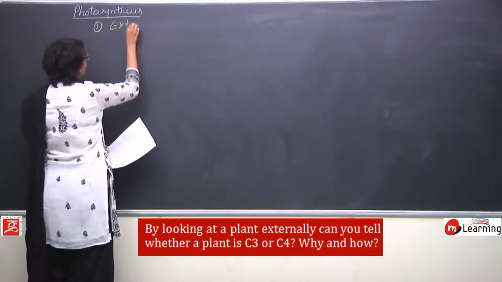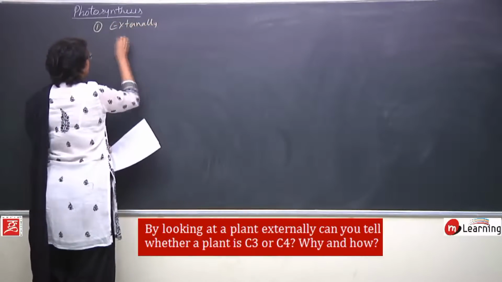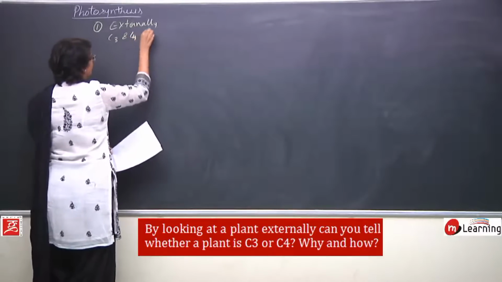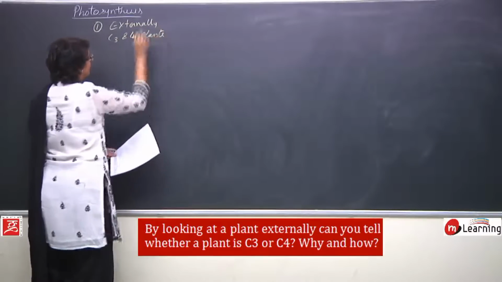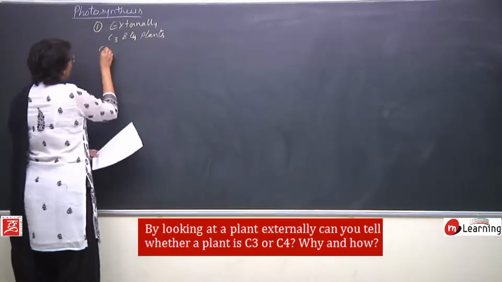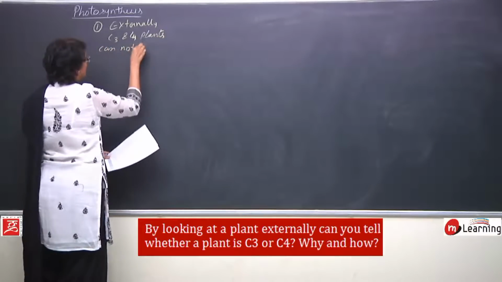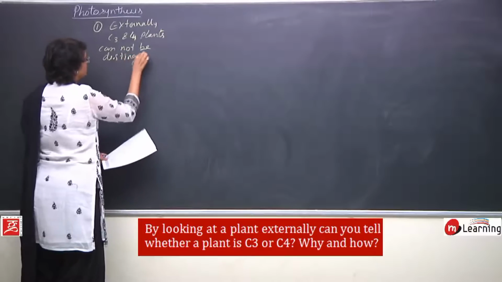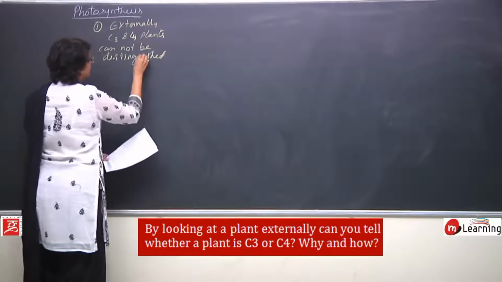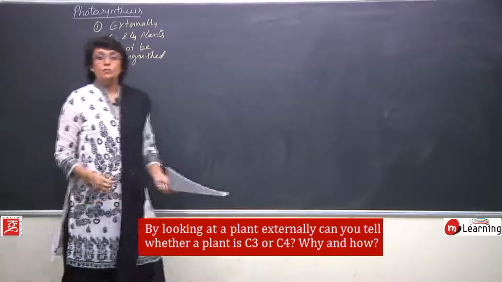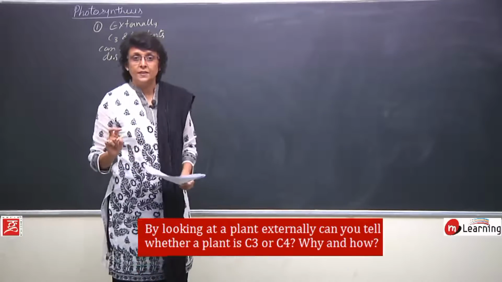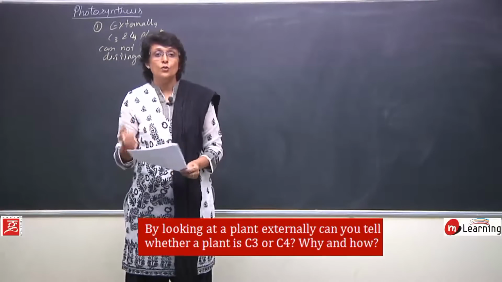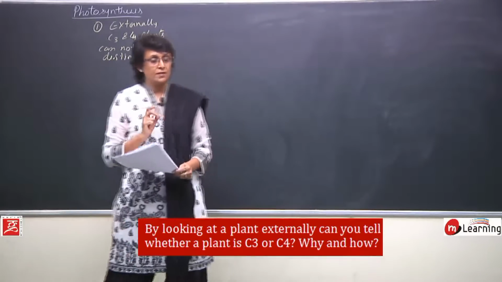Externally, C3 and C4 plants cannot be distinguished, because morphologically they are identical. Yes, they can be identified if we go to the inner structure, that is anatomical.